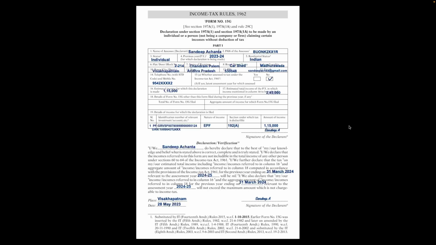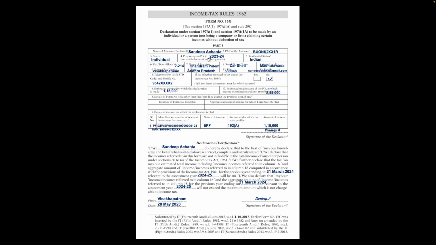And remember, Form 15G is not required to withdraw your pension amount. It is required only to withdraw your EPF amount. Let's see how to fill Form 15G. In field number 1, write your name. In field number 2, write your PAN number. In field number 3, mention status as individual.